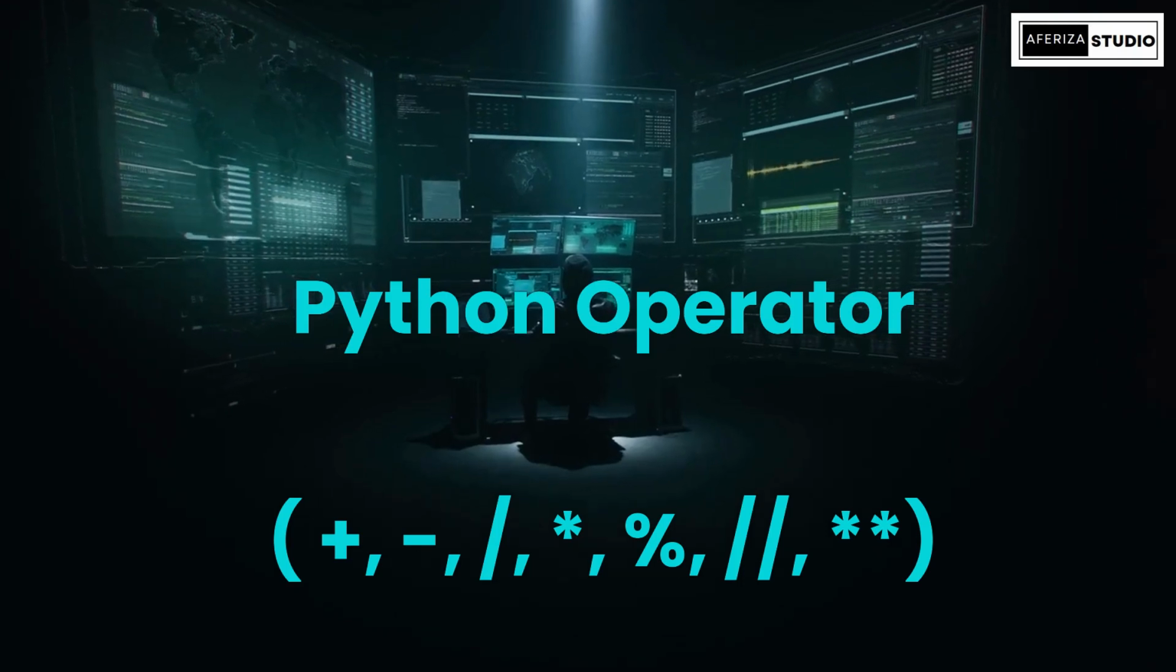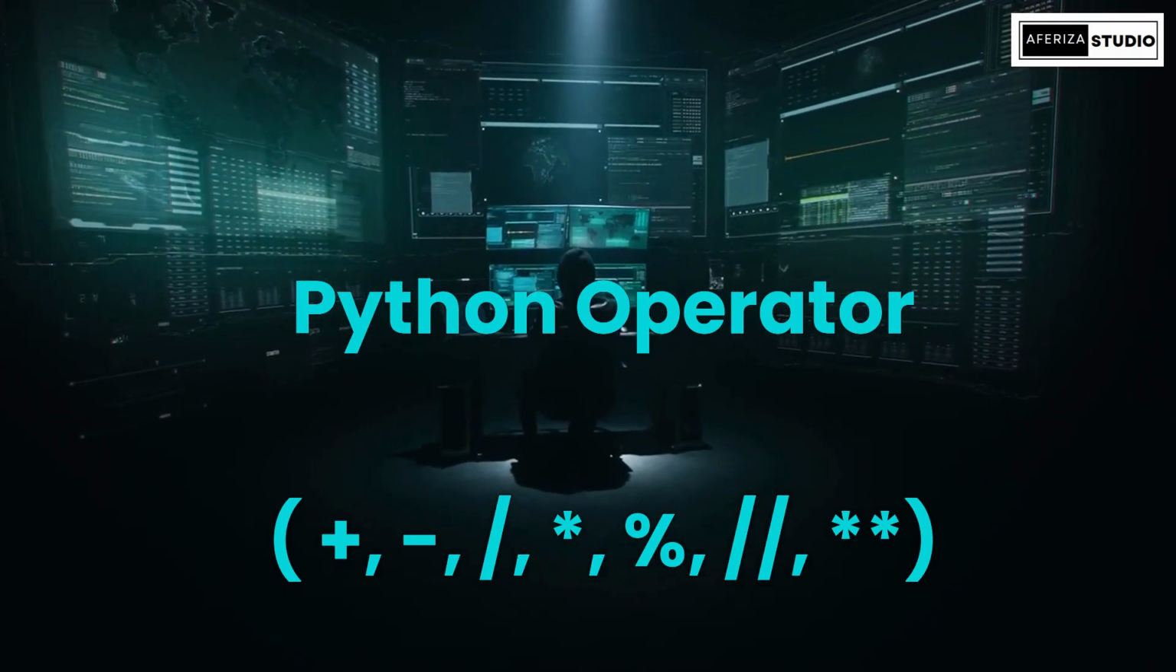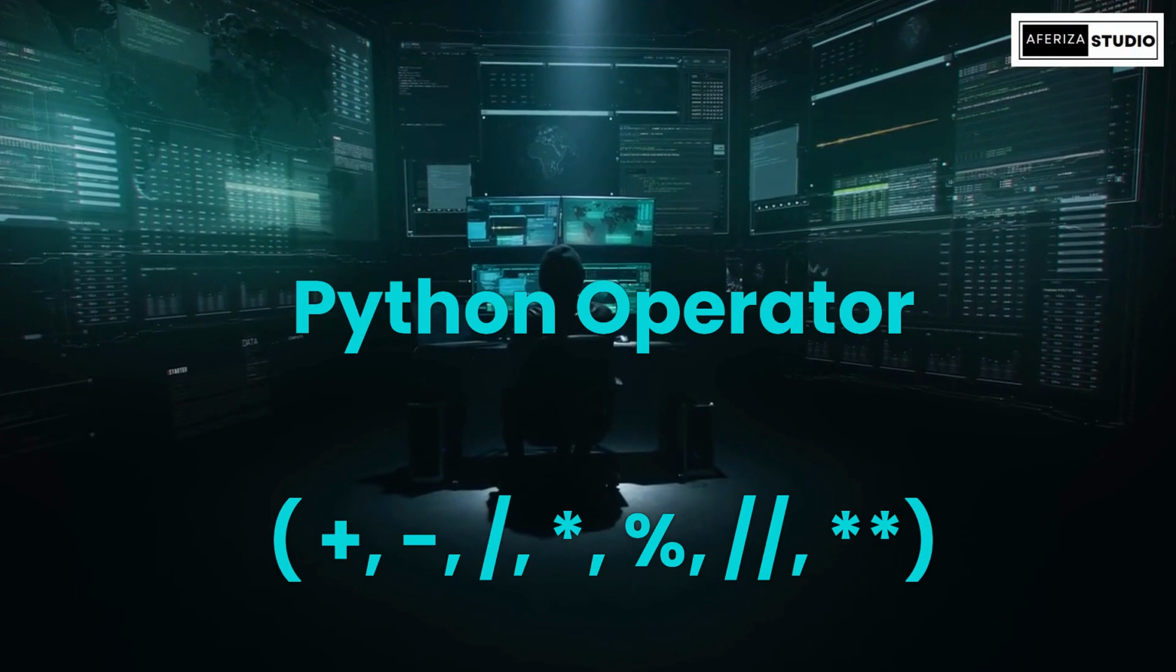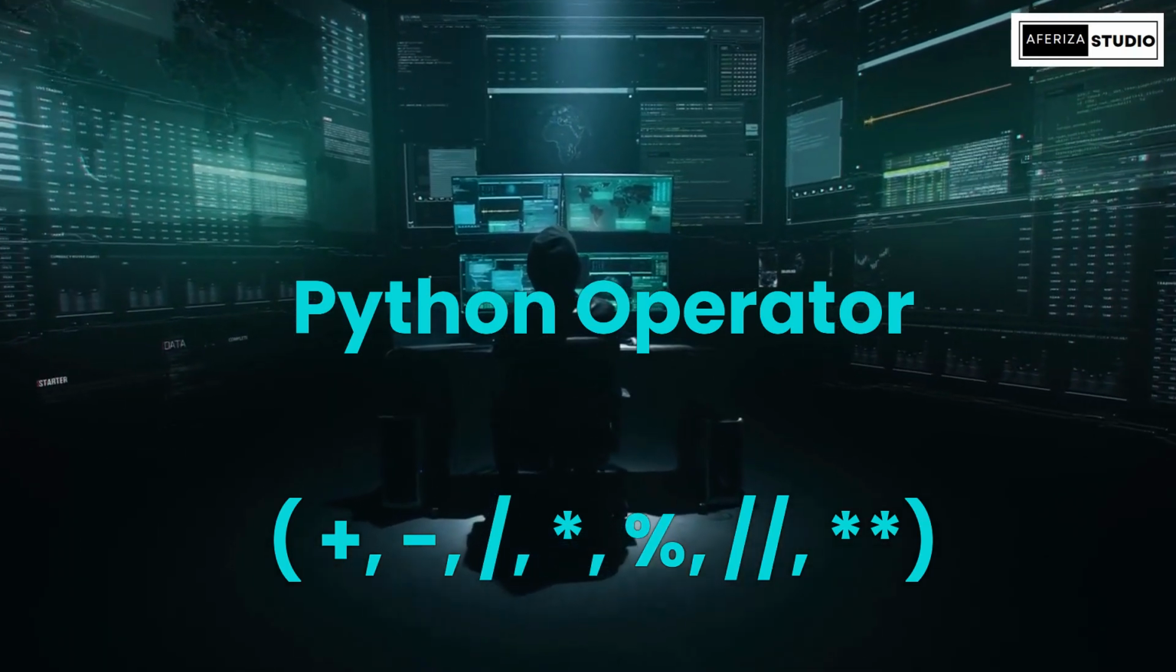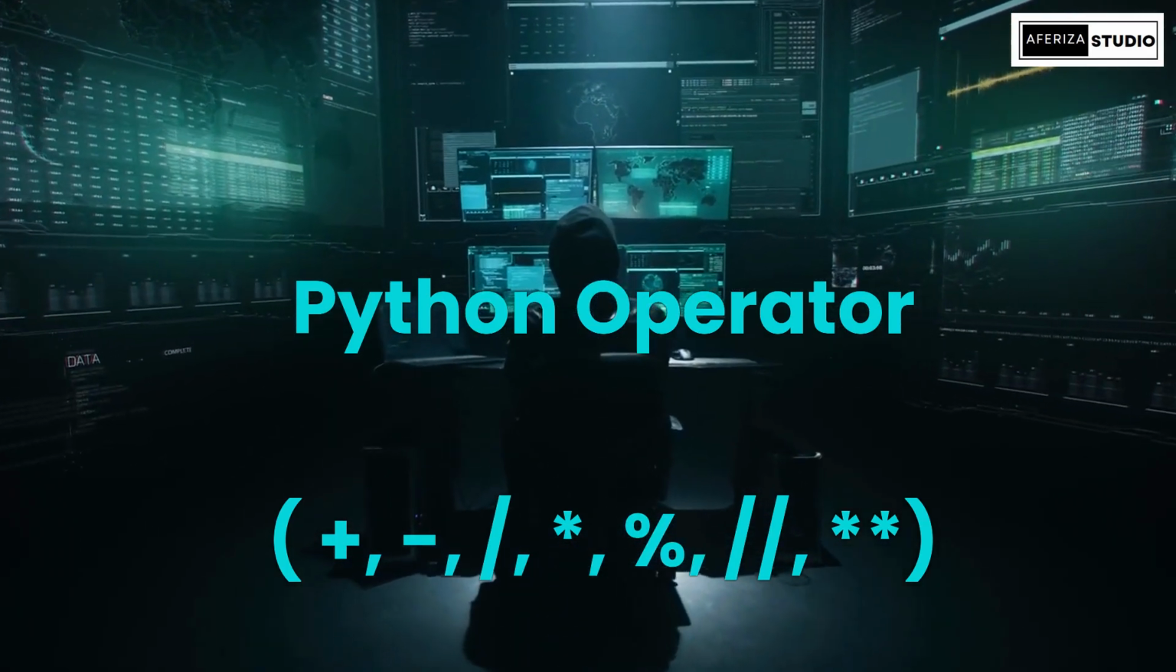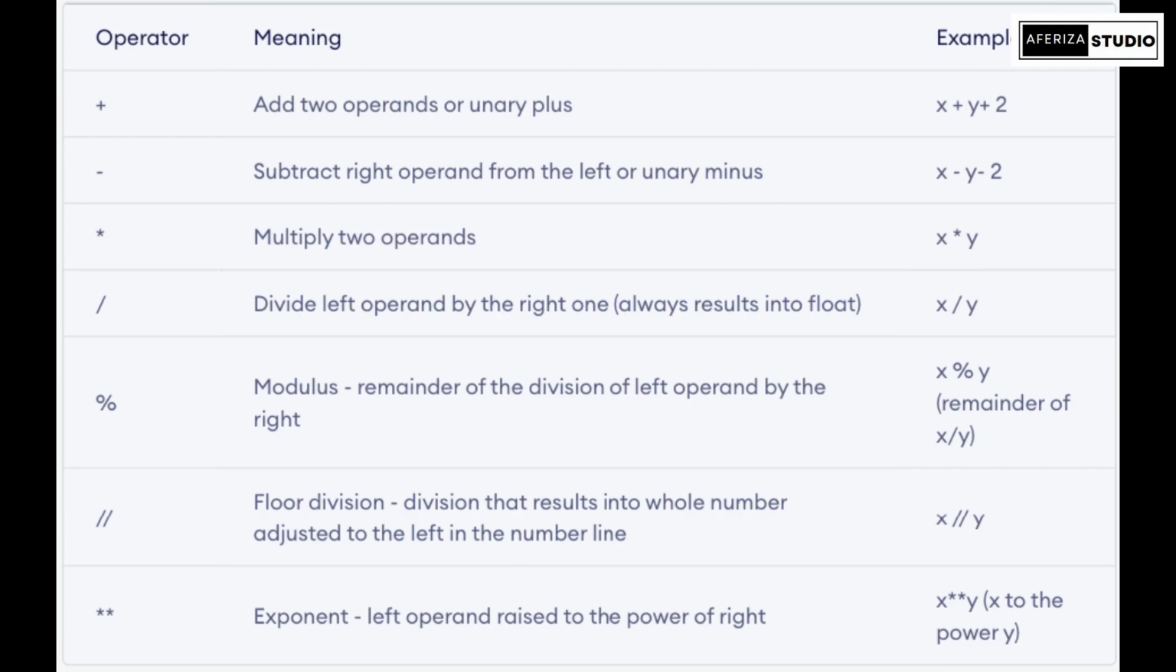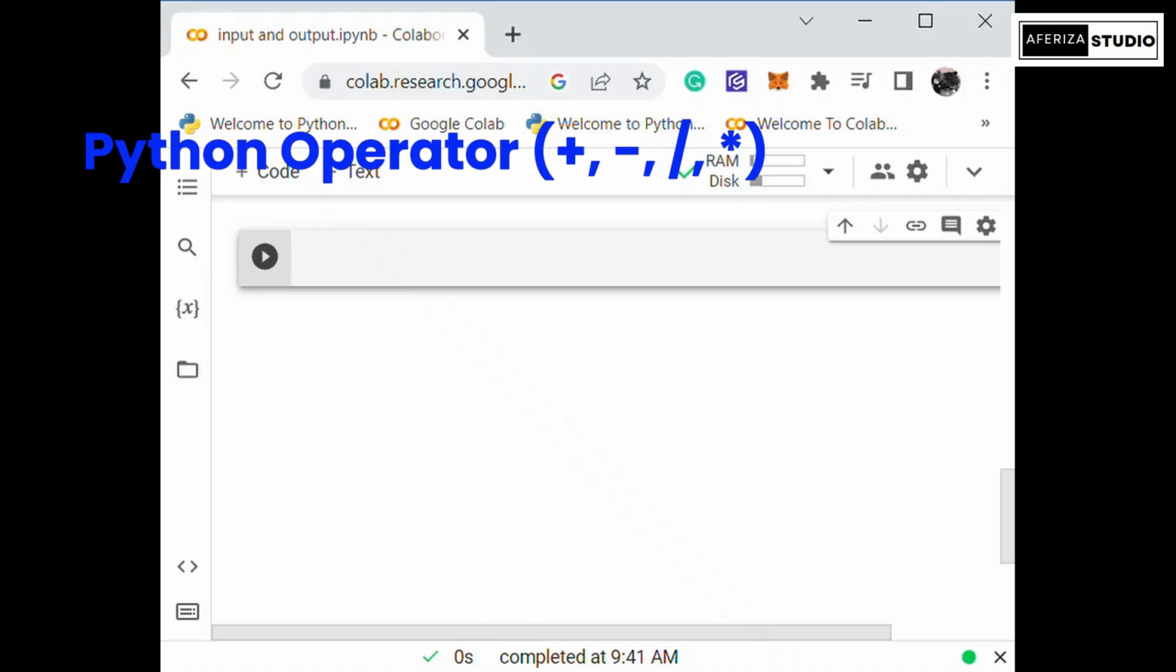Python operator. In Python, to carry out arithmetic or logical computation, we use special symbols called operators. The value that the operator operates on is called the operand. I will demo you how to use Python operator for the symbols such as plus, minus, divide and multiply.